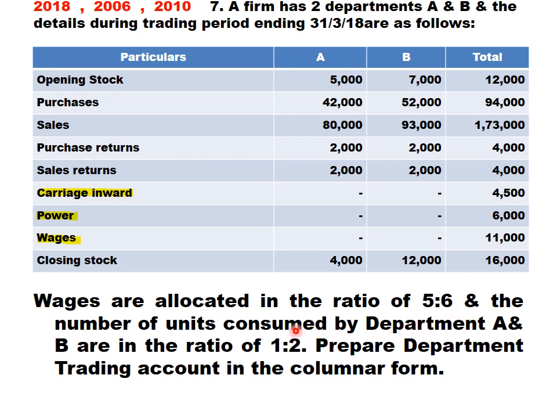And the number of units consumed by department A and B are in the ratio of 1:2. So power is related to units consumed, so distribute in 1:2. Prepare departmental trading account in columnar form.